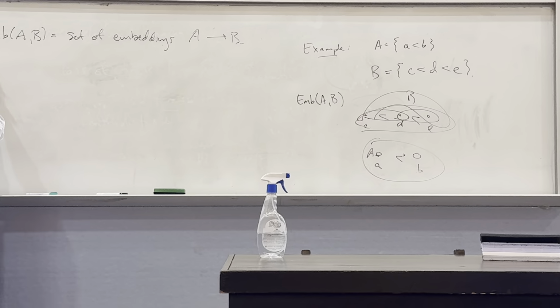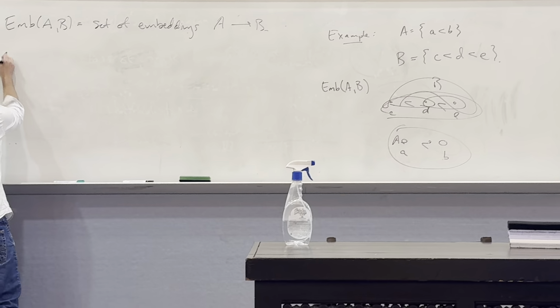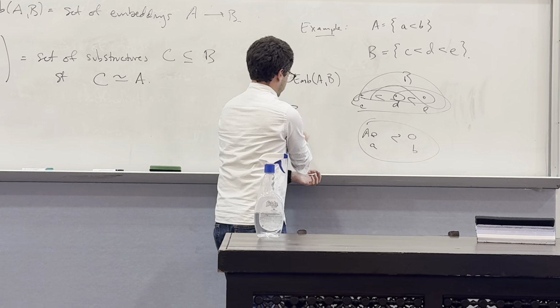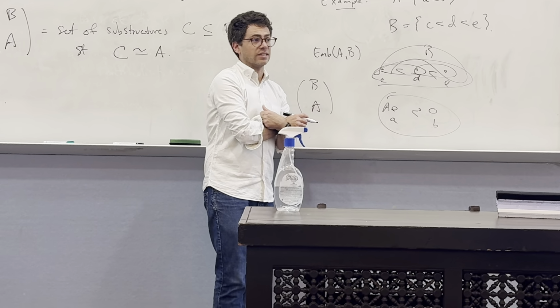Then sometimes we write B choose A. This is the set of substructures C inside of B such that C is isomorphic to A. Okay? So, in this case, notice that if I also asked what is B choose A, it would have been the same answer. It would have been identical.